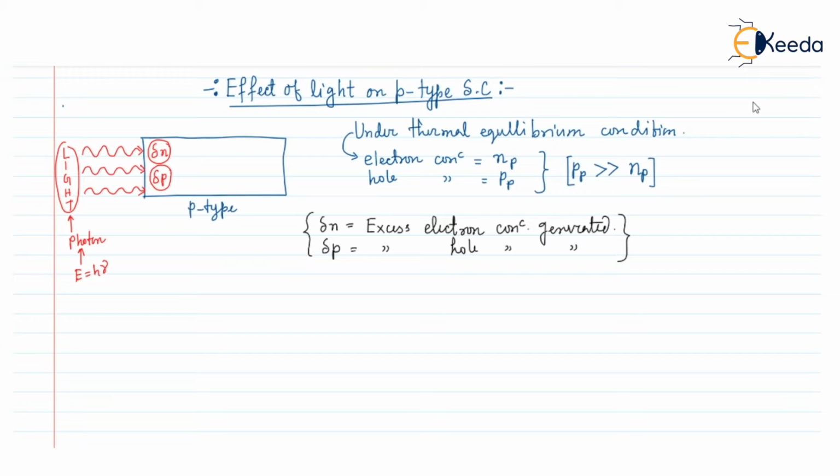Now these holes and electrons are generated in pairs. Since they are generated in pairs, we can say that the excess electron concentration is equal to the excess hole concentration, because they have been generated in pairs.